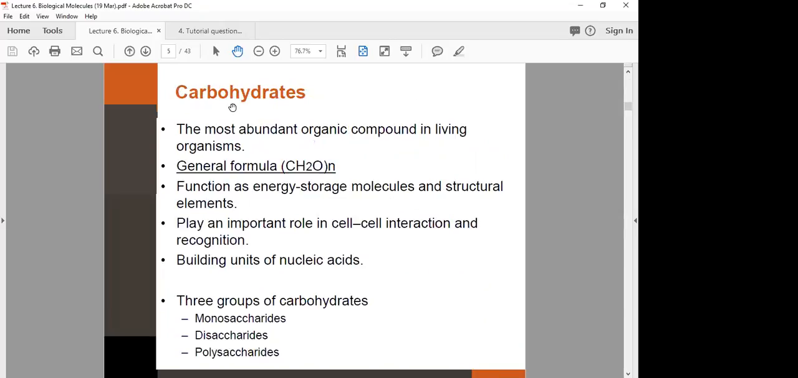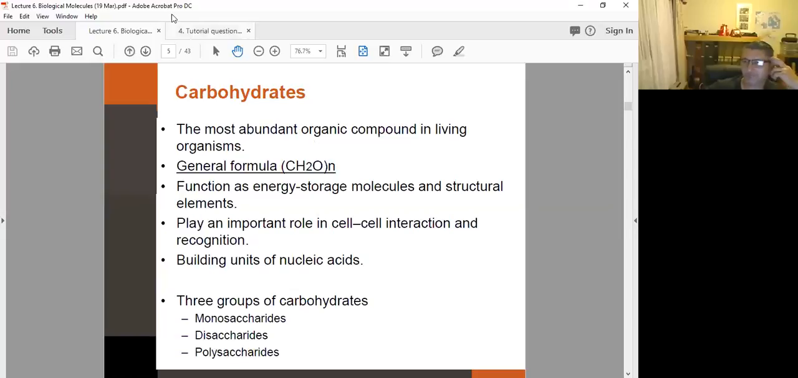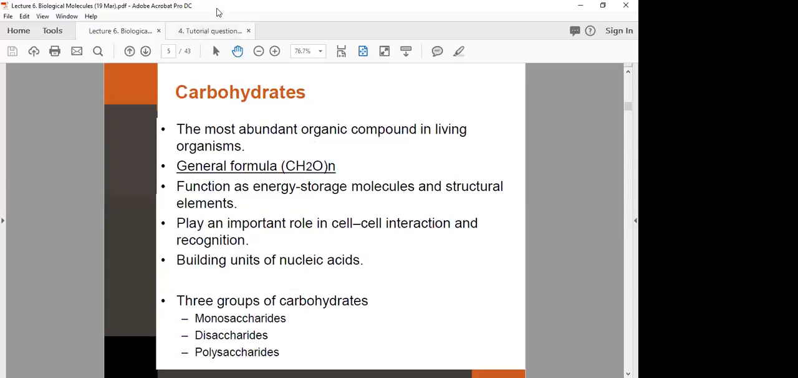All right, we're going to start with the first of our four major biological macromolecules, the carbohydrates, the most abundant of the organic compounds in living organisms. It's not the most abundant molecule, but the most abundant organic compound. What do you think would be the most abundant molecule in every living organism? The most abundant molecule, whether we're talking about animals, plants, bacteria. DNA? Or what? No, it's actually water. Water, correct. Water is actually the most abundant.